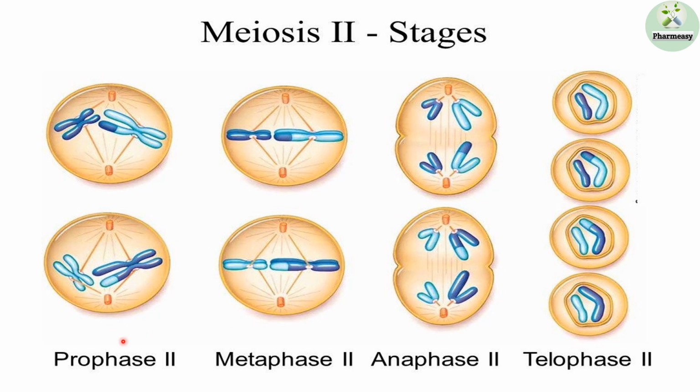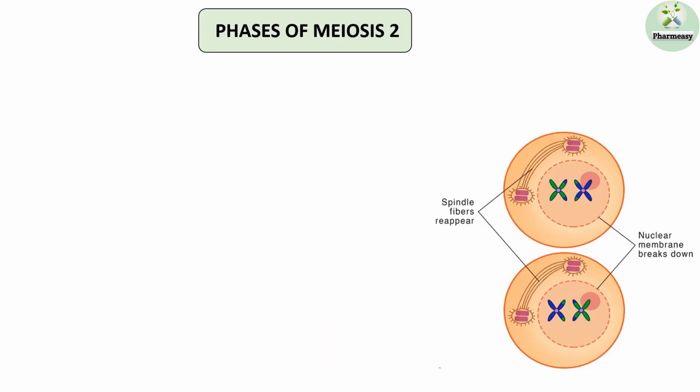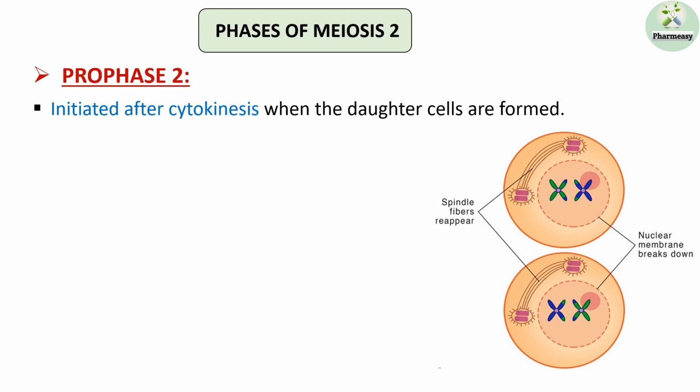Meiosis 2 is divided into phases such as prophase 2, metaphase 2, anaphase 2, telophase 2, and cytokinesis. Diagram shows the movement of chromosomes during meiosis 2. Next topic is phases of meiosis 2. So, first phase is prophase 2. It is initiated after cytokinesis when daughter cells are formed.